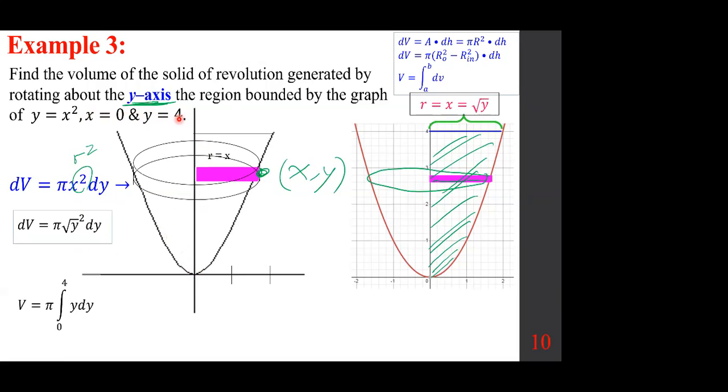Again, I'm assuming everybody can do this, so at this point I wouldn't worry about that. So pi over 2 y squared from 0 to 4. If you plug in 4, you get 16 over 2, or 8 pi. I'm assuming we can do this in no time, and that we are okay with this.